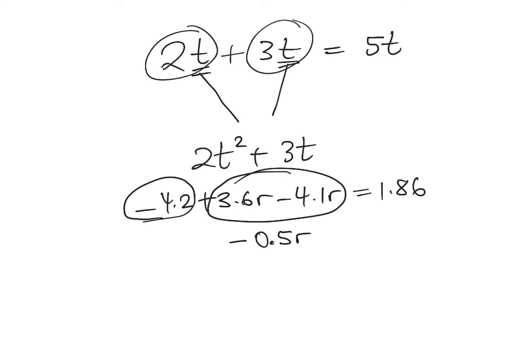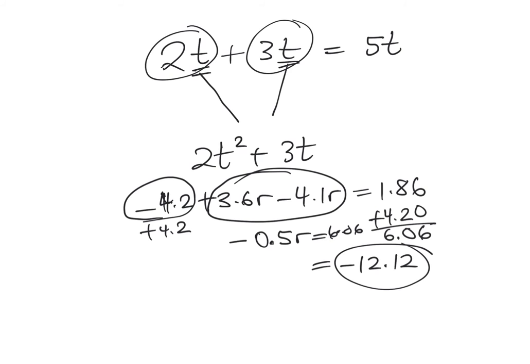Negative 4.2, we can add 4.2 to both sides of this equation. So that will become 6.06. So negative 0.5r is equal to 6.06, right? So 6.06 divided by negative 0.5 will give us negative 12.12. So that's how we work with adding like terms and then simplifying our answer.